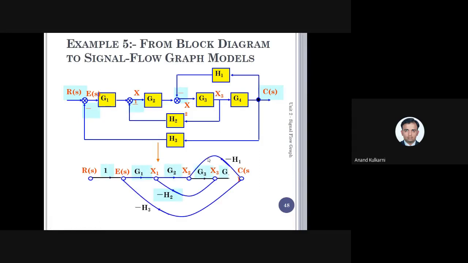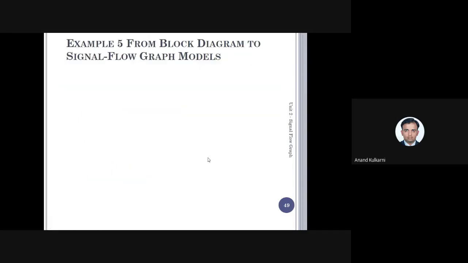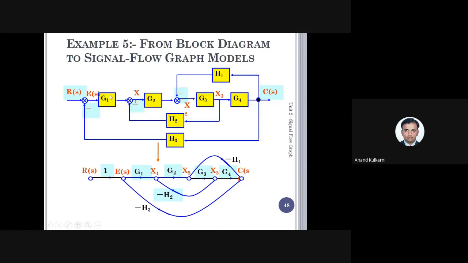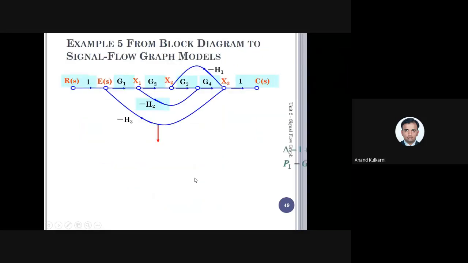So given a block diagram, wherever there is a summing point and a takeoff point, there you go on naming the nodes. If they are not named, you can use your own terminology to name them. So I can say that is X1, X2, X3, and E of S, C of S, and R of S are already given in the problem. So you just convert the given block diagram into a signal flow graph as shown below. Next, we are going to go with the method.